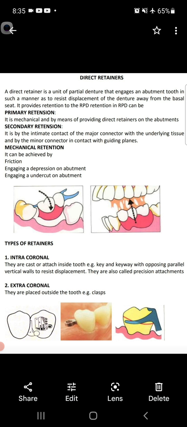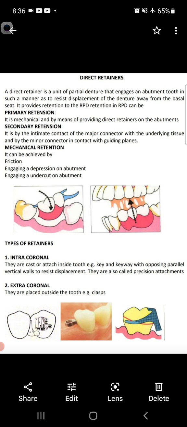Retention in RPD, removable partial denture, can be of three types. Number one, primary retention. Second, secondary retention. Third is mechanical retention. First is primary retention. It is mechanical and achieved by providing direct retainers on the abutment teeth.